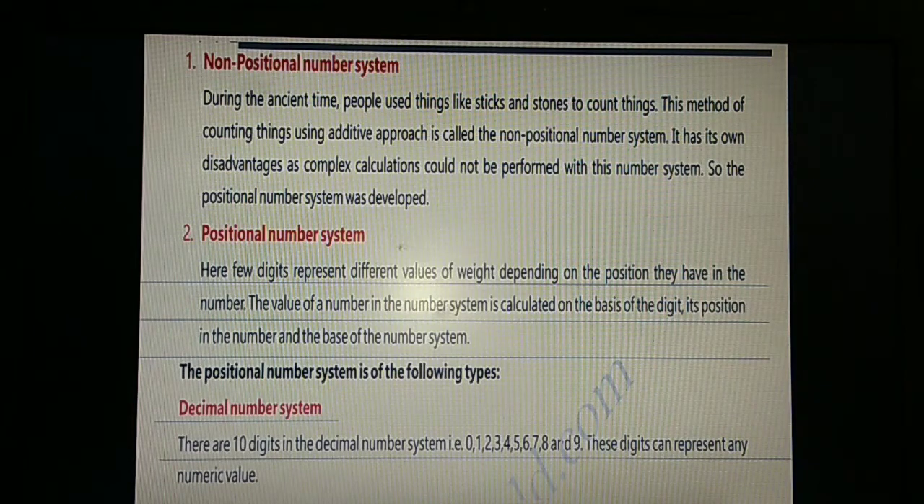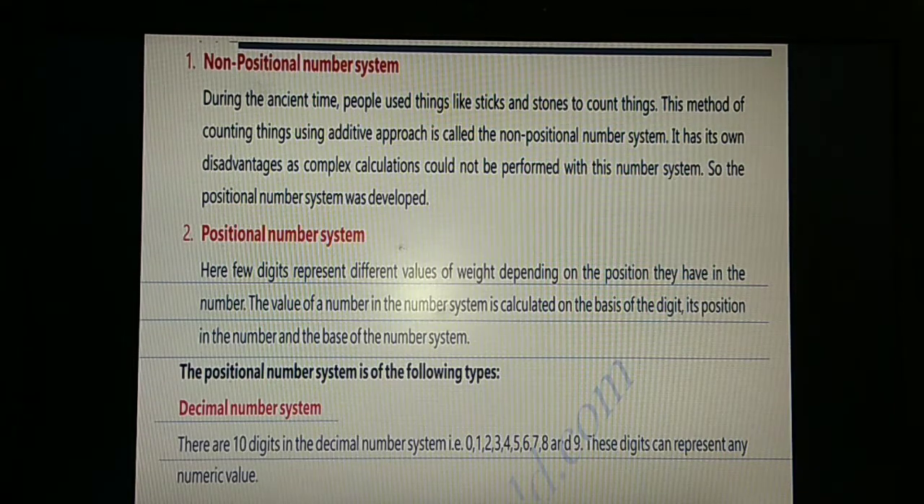Did you understand this? What is positional and what is non-positional? Non-positional was used in the olden days, whereas nowadays for calculation we are using the positional number system. Now just look into this: the positional number system again has the following types. One by one we will look into them. First we will see the decimal number system.